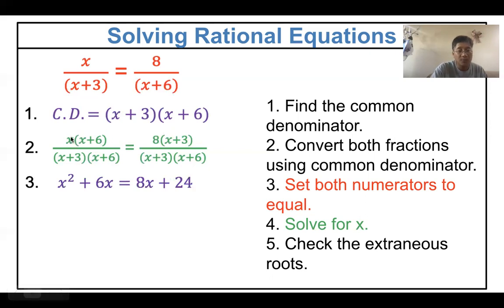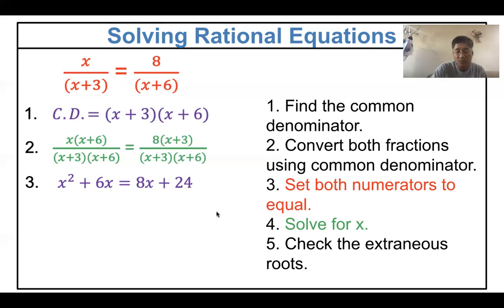So I will say x times x, you distribute the numerator. This is x squared plus 6x. And this is 8x plus 8 times 3 is 24. They must be equal. It's a quadratic equation. To solve it, what do you do? You should have everything on one side, and the other side must be equal to 0. We learned it before, right? Then solve for x for the quadratic equation.